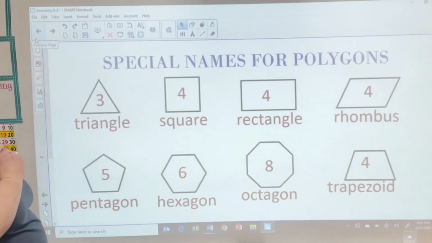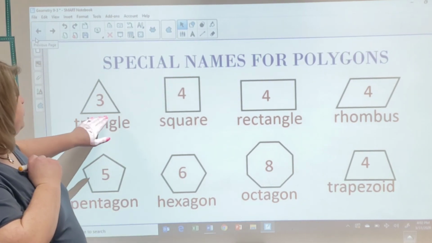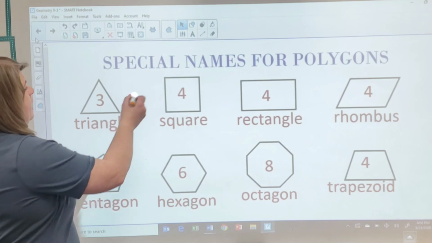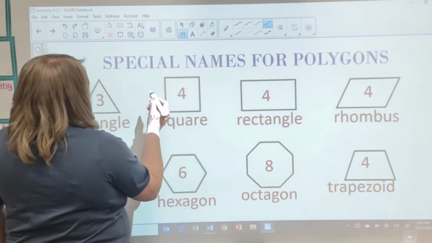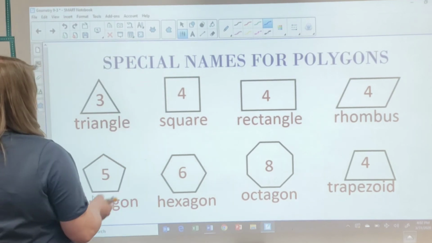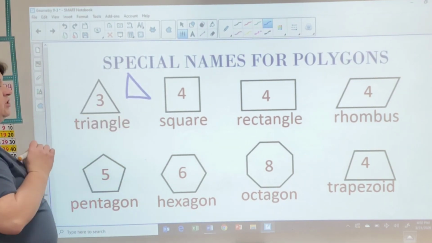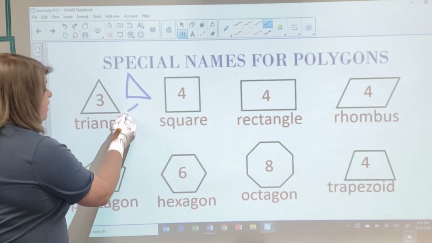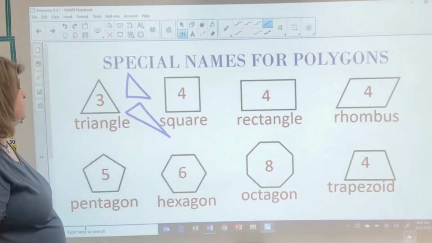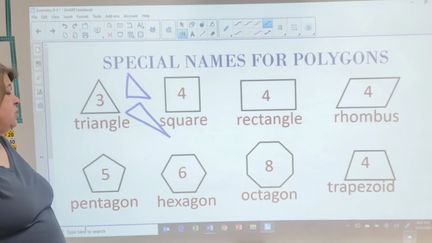We talked about some special names for some polygons. We said a three-sided shape is called a triangle. Please don't think that this is the only kind of a triangle you can have. Because you can also have triangles that look like this, can't you? You can also have really strange looking ones. Those are still triangles. If it's a three-sided polygon, it's a triangle.